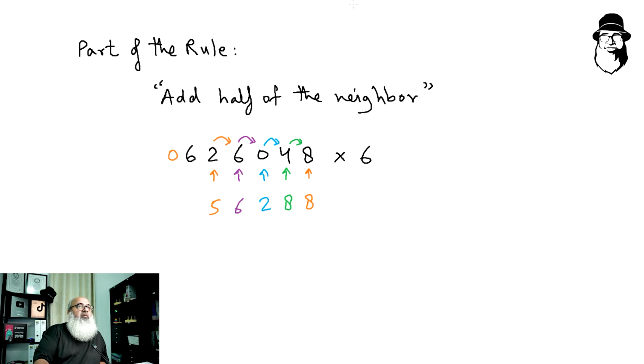And here we are at this number 6. Half of the neighbor is 1. 6 plus 1 is 7. And in the end, we are at this number 0. And half of the neighbor is 3. 0 plus 3 is 3. So that's our final answer, 3756288. Now, would you like to see how easy it is?